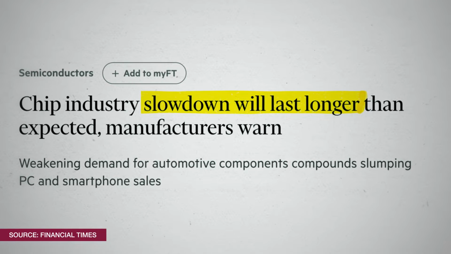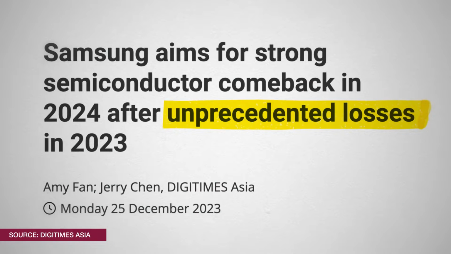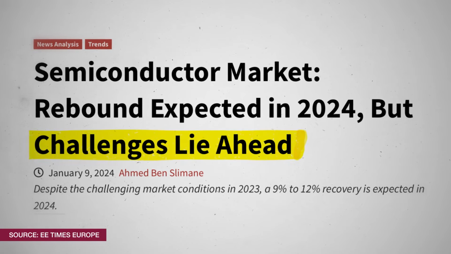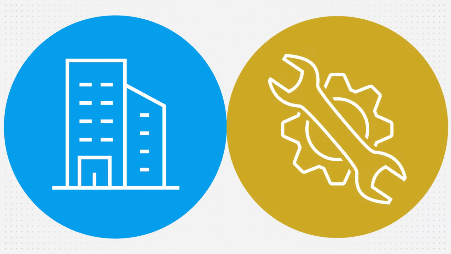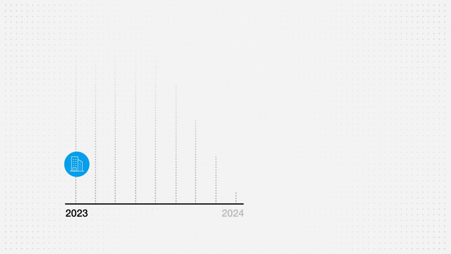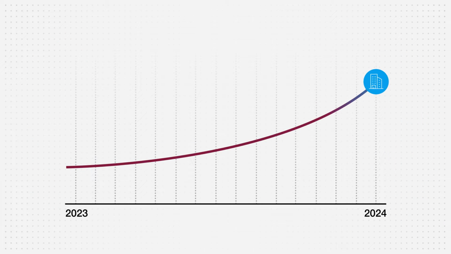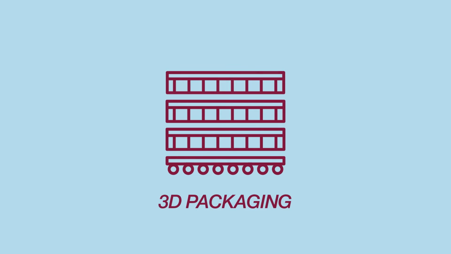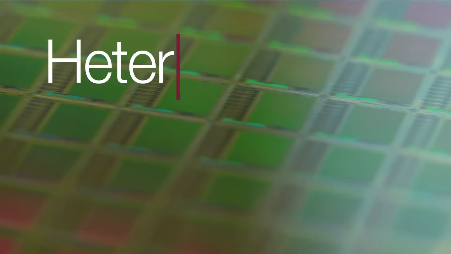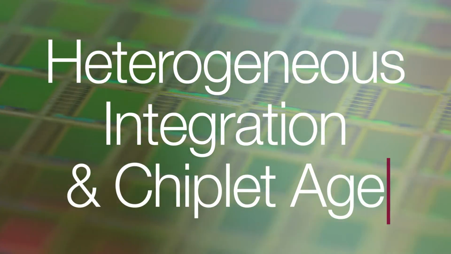2023 presented challenges for the semiconductor industry as demand slowed from the torrid pace of recent years. However, this pause brings opportunities for forward-looking companies to retool and ramp up for the next cycle of rapid growth. Semiconductor packaging technology is advancing in multiple complex ways as we move squarely into the heterogeneous integration and chiplet age.